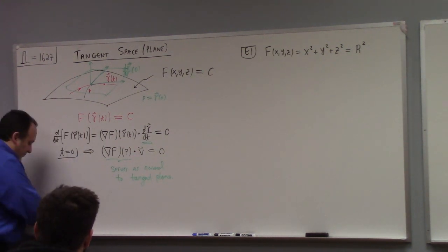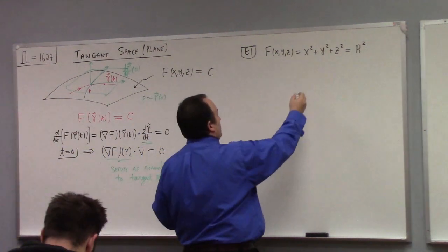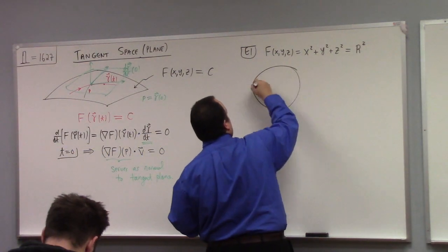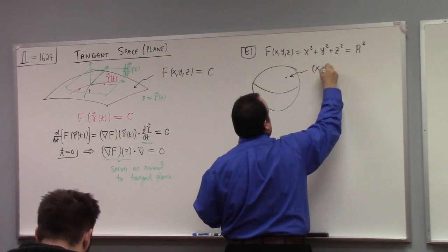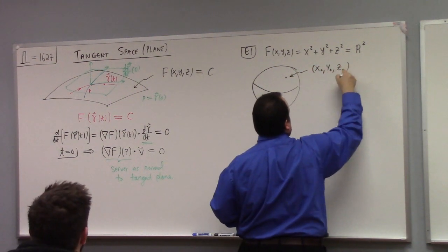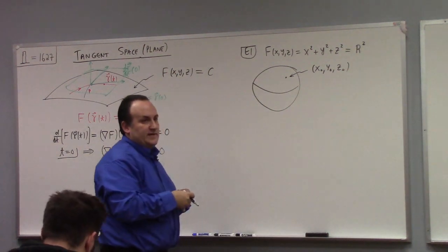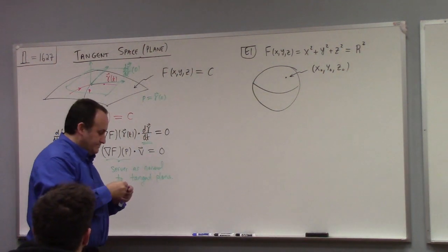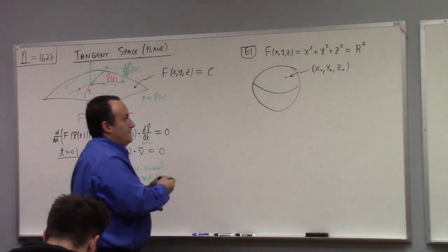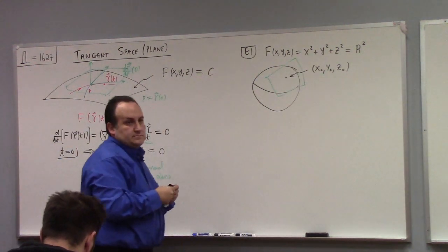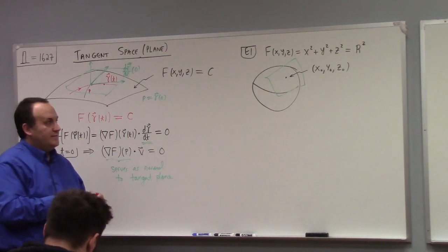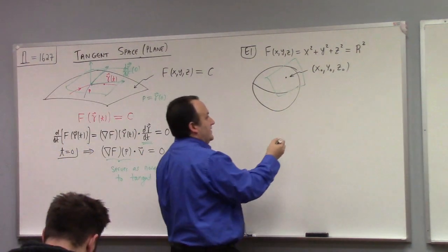So if I want to figure out what's the tangent plane, I've got this sphere, right? I pick a particular point, let's say x naught, y naught, z naught. I mean, why not, right? That point. What's the equation to the tangent plane right there for this sphere? So all we do, very simple, calculate the gradient of the level surface.